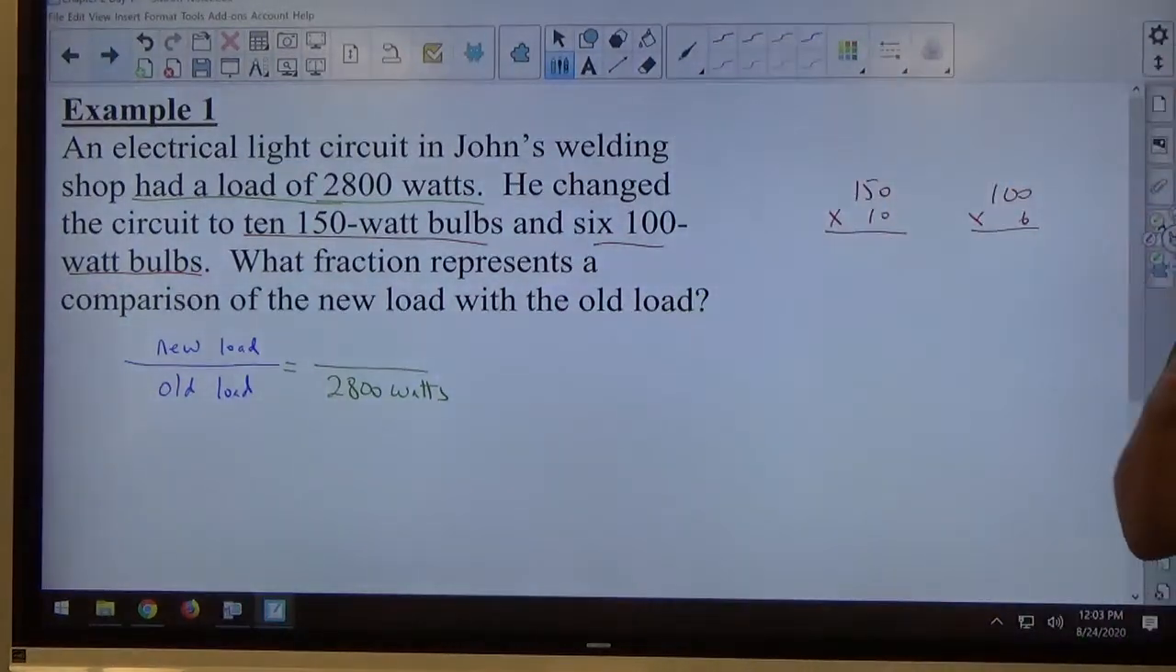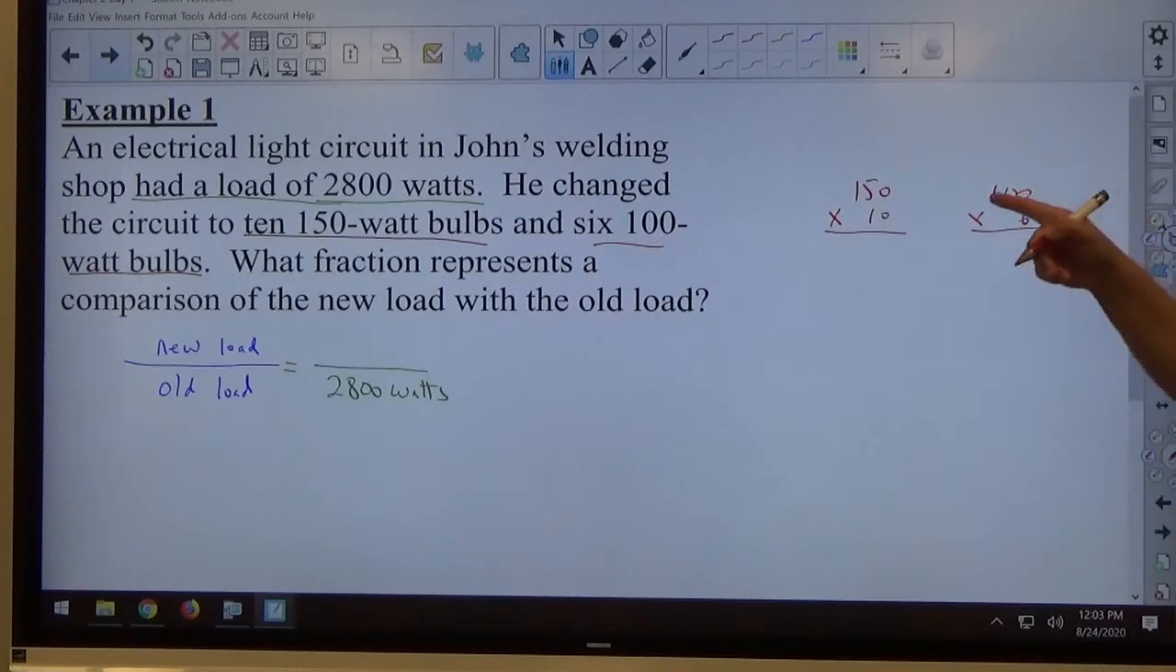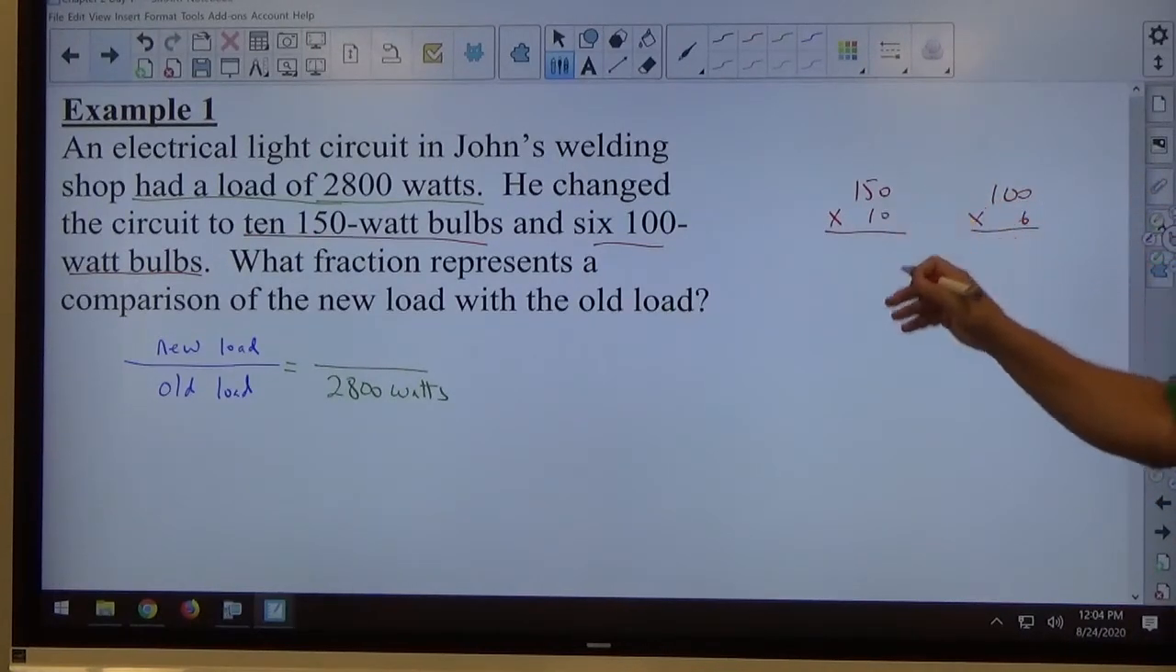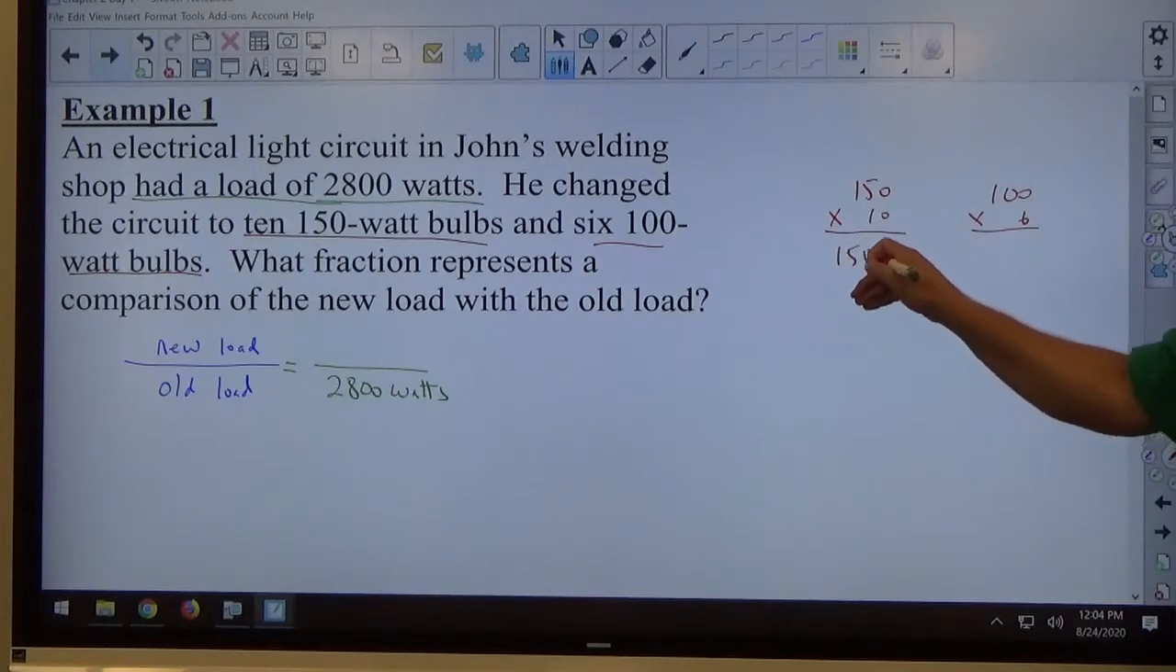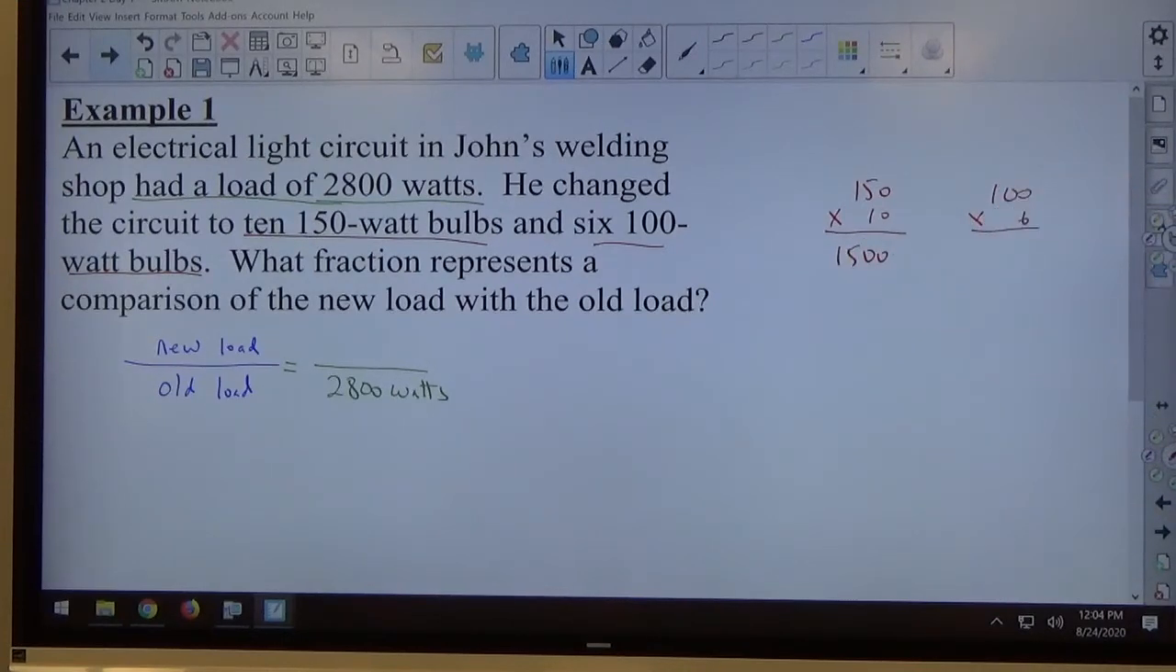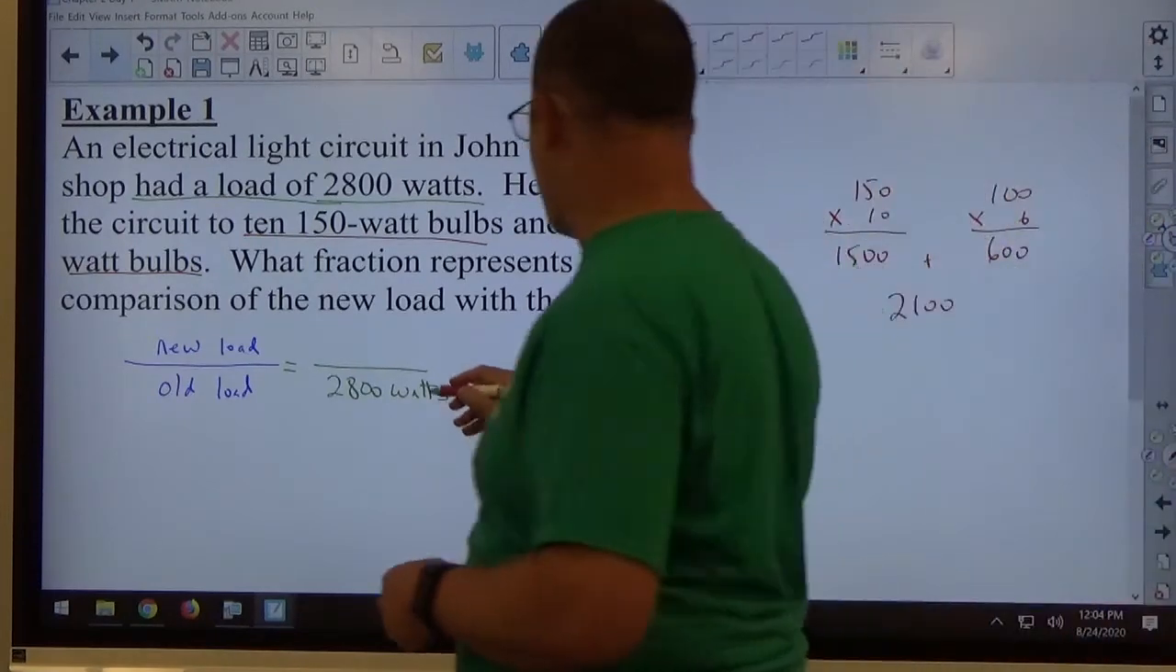So 10 150-watt bulbs, so 10 times 150 is 1,500, which represents the amount of load on that, and then 6 100-watt bulbs, so 6 times 100 is 600. Add them up, we get 2,100. So the new load is 2,100 watts.